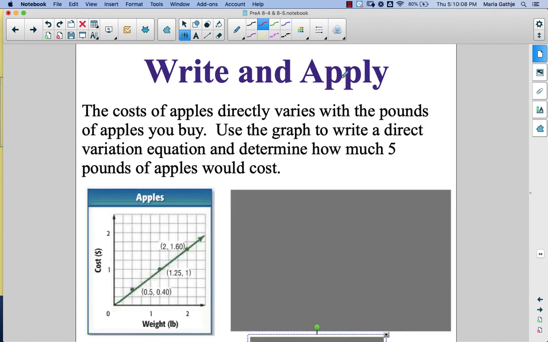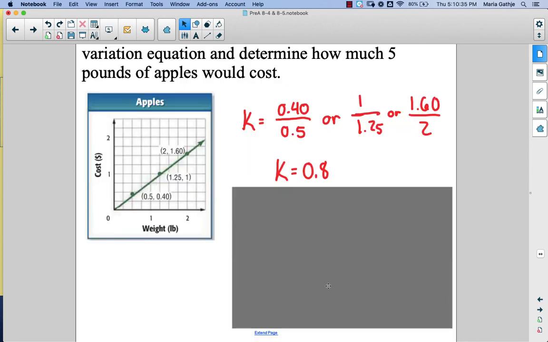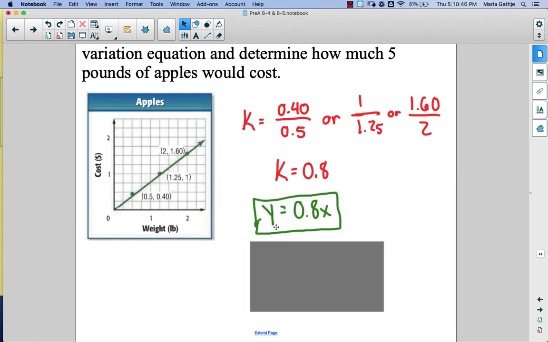Next example, they give us a graph and they tell us the cost of apples directly varies with the pounds that you are buying. Use the graph to write the direct variation equation. So first, I want you to determine the value of K. So we have a K value of 0.8. Now I want you to write the direct variation equation. That's going to give you y is equal to 0.8x.